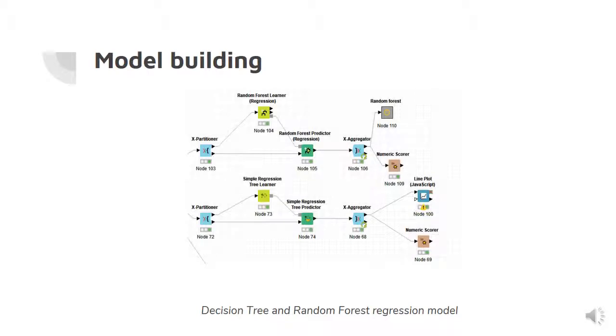Here is a layout for the decision tree and random forest regression model that we developed. As you can see, there are learner nodes and prediction nodes for each of these models that were derived from the cross-partitioner node, and eventually the output from the prediction nodes was fed into the cross-aggregator node, which eventually resulted in the visualization nodes for line plots and numeric scorers.